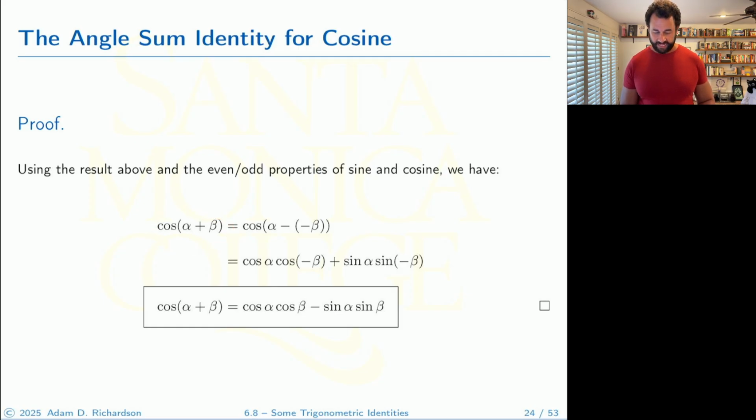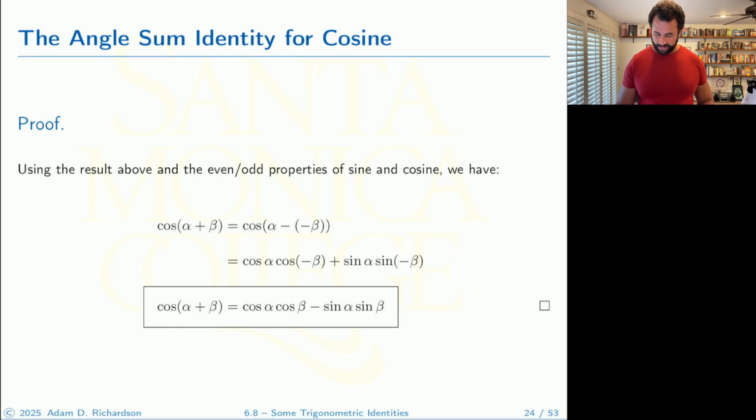Cosine of alpha plus beta is cosine of alpha minus negative beta, right? But we have a formula now for the difference, for cosine of an angle minus an angle, and that's what we just proved. So here is me using the identity we just proved for the angle difference. Here we're going to get cosine of negative beta, here we're going to get sine of negative beta. But remember, cosine is an even function, so cosine of negative beta is cosine beta. And sine is an odd function, so sine of negative beta is negative sine of beta. And voila, there it is. That one just fell right out.